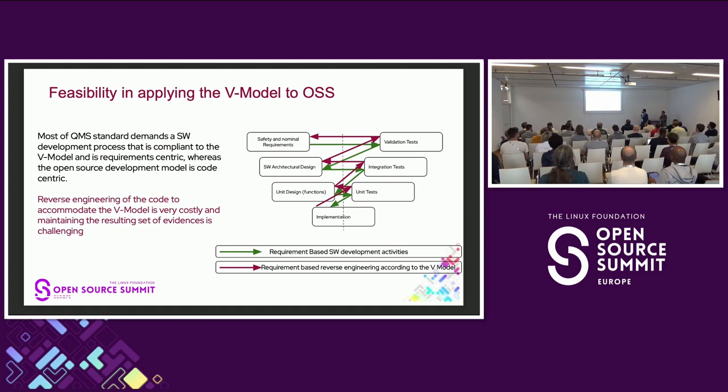Okay, so then what? The problem here is that if we start from the code, because usually open source software development starts from the code, and we try to reverse engineer the whole V model, it's very costly, and maintaining the resulting set of evidence is quite challenging.